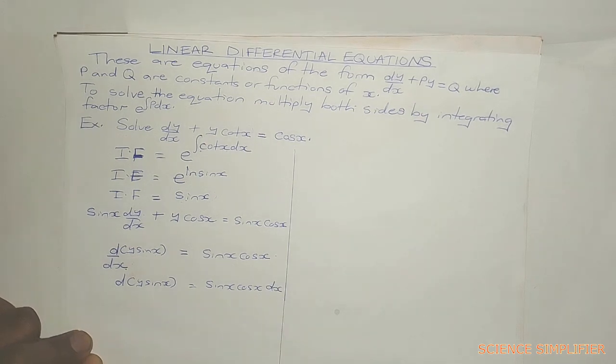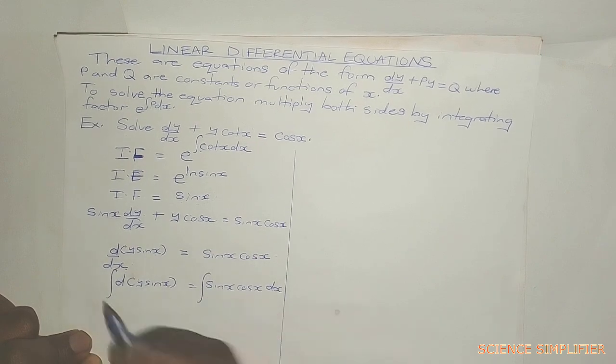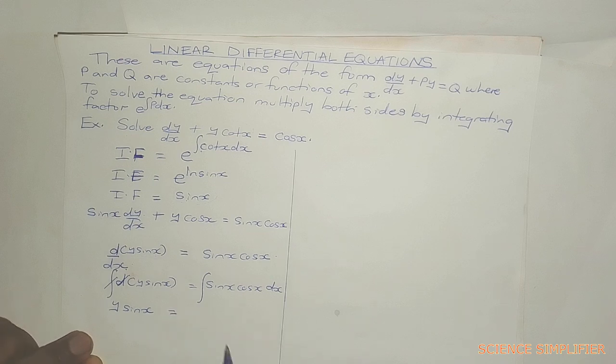Now we are going to introduce integral signs both sides. Remember, now this d cancels with the integral. We are going to remain with y sin x is equal to, now as you can see here, sin x cos x is the same as a half sin 2x, then dx.